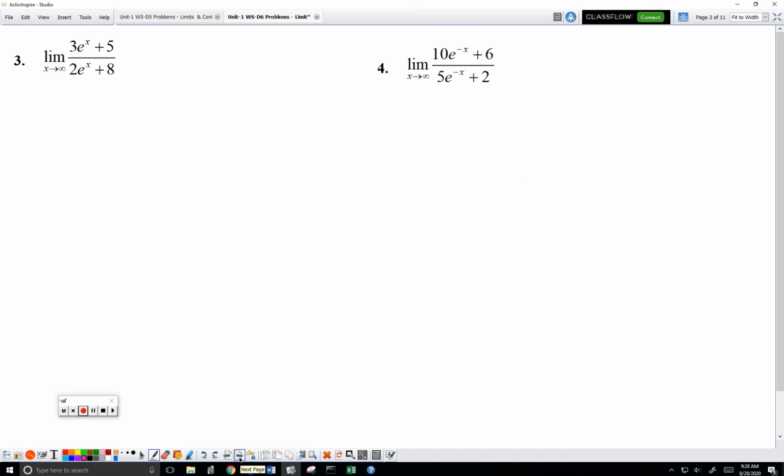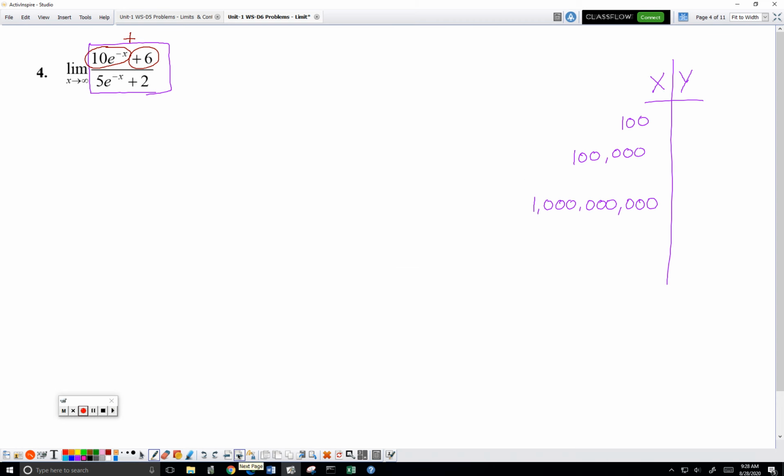So the 6 is dominant. Don't forget to write equal. We don't really have to write limit anymore. We figured it out. The top's going towards 6. The bottom's going towards 2. Last time I checked, 6 divided by 2 is 3.